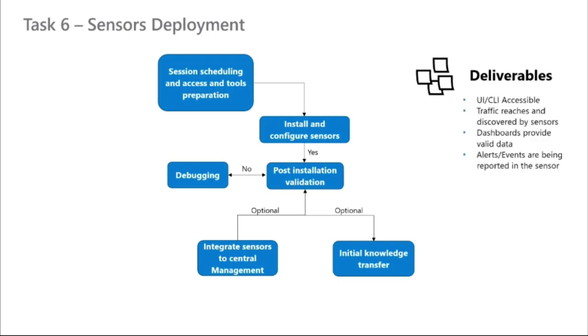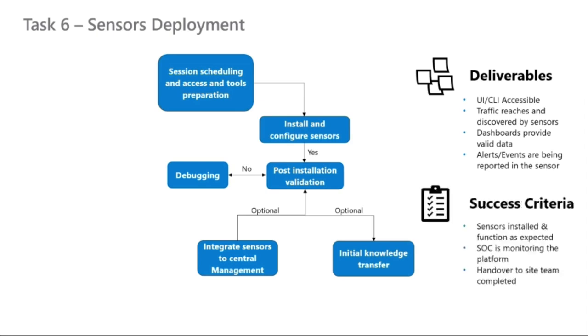So the deliverables are, of course, connectivity to the UI of our application, and also CLI, SSH, PuTTY is available. Traffic is reachable on our interfaces and is being discovered. Dashboards demonstrate valid data in terms of throughput and in terms of IPs and networks, and alerts and events are being reported in the sensor, and later on, if it's also connected to a SIEM like Sentinel, it's also being propagated higher in the hierarchy.